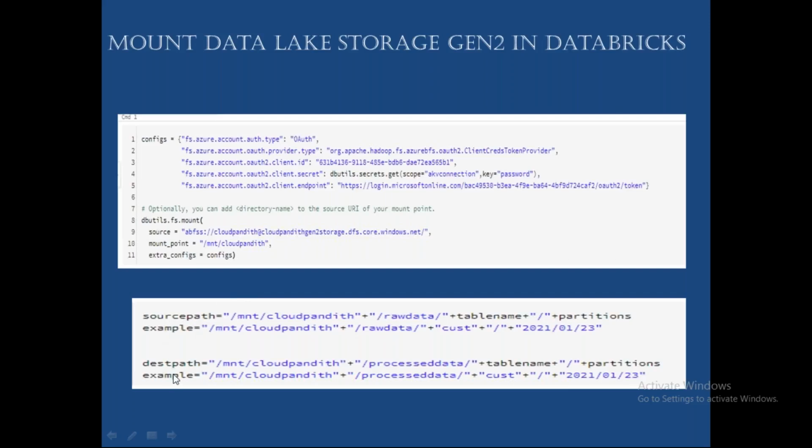Now I want to define my destination path. The destination path is the same, except processed data, and the table name is exactly the same, the cust table, and the partition is the same. So you read data from the raw data folder for a particular partition and write the same data into the processed data folder with the same partition folder, 2021-01-23.